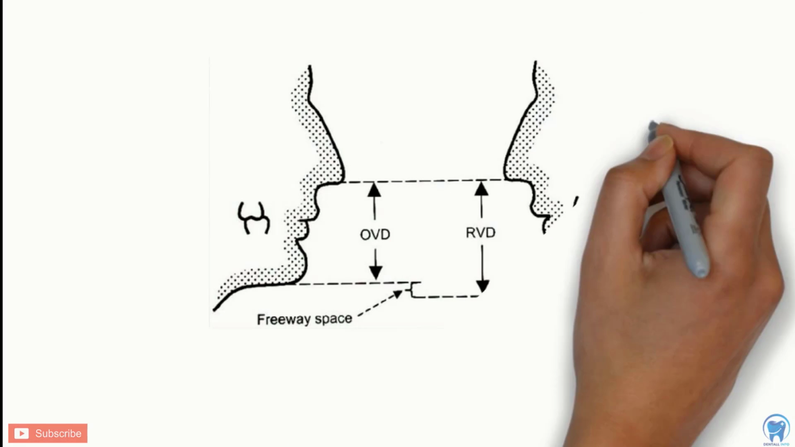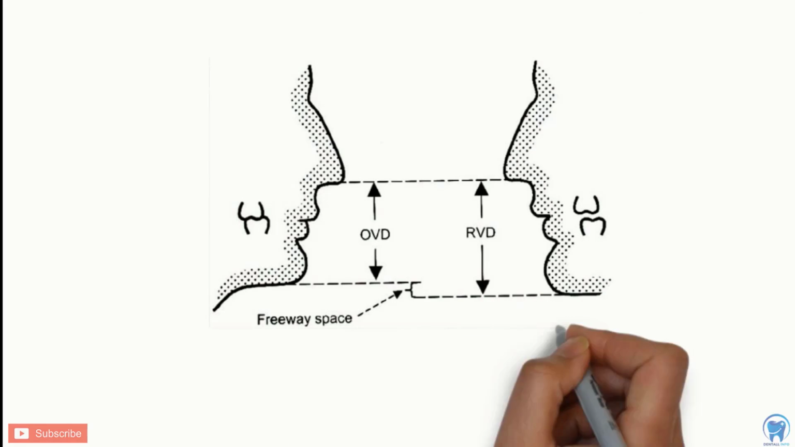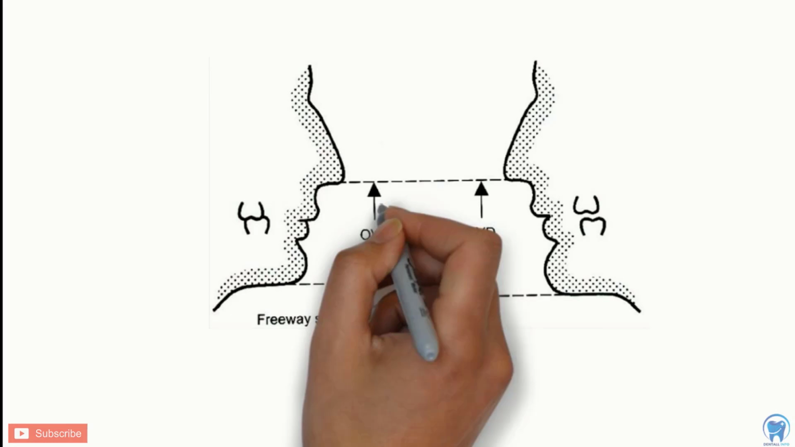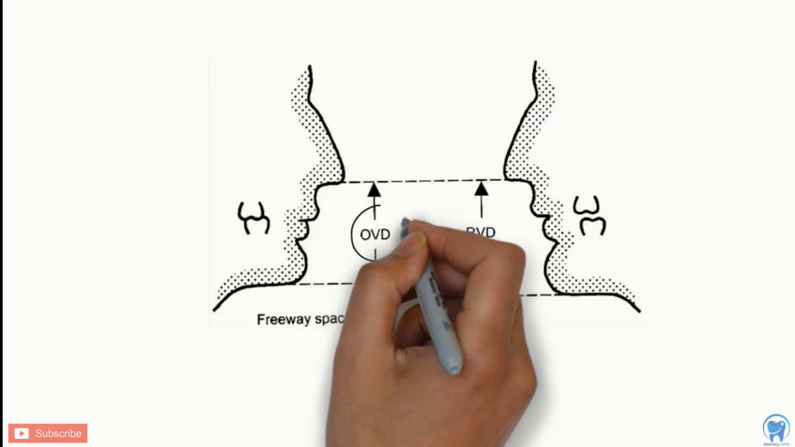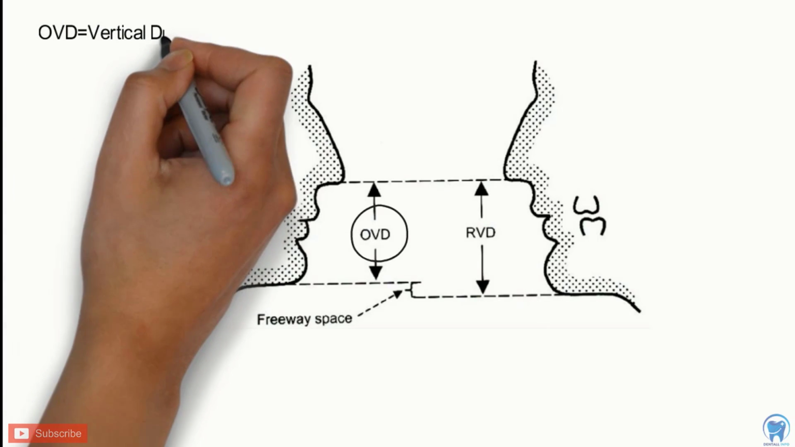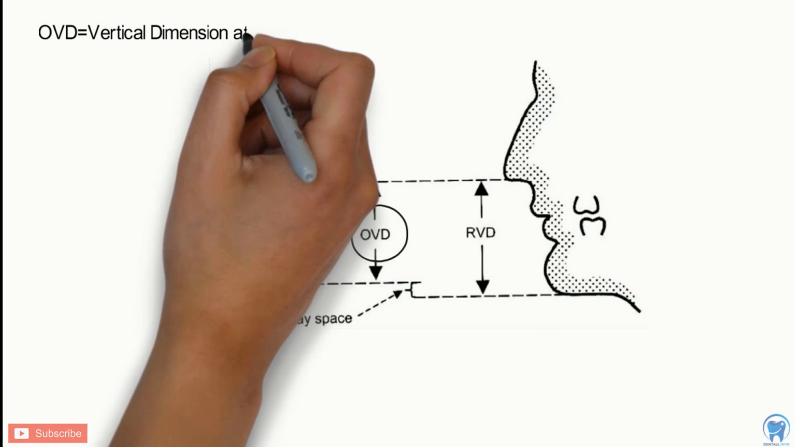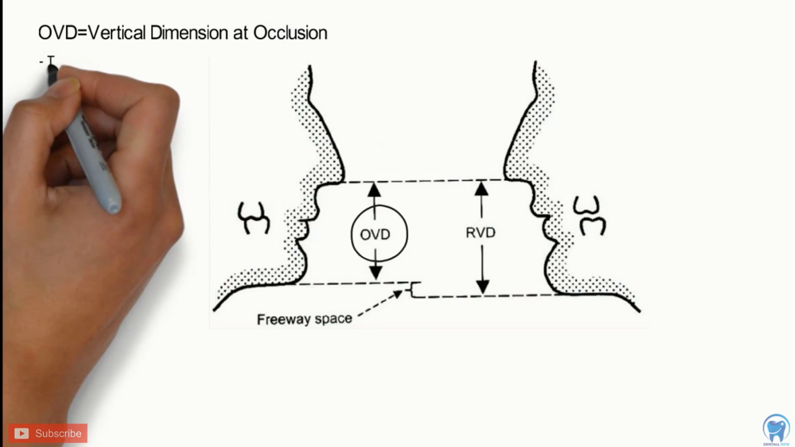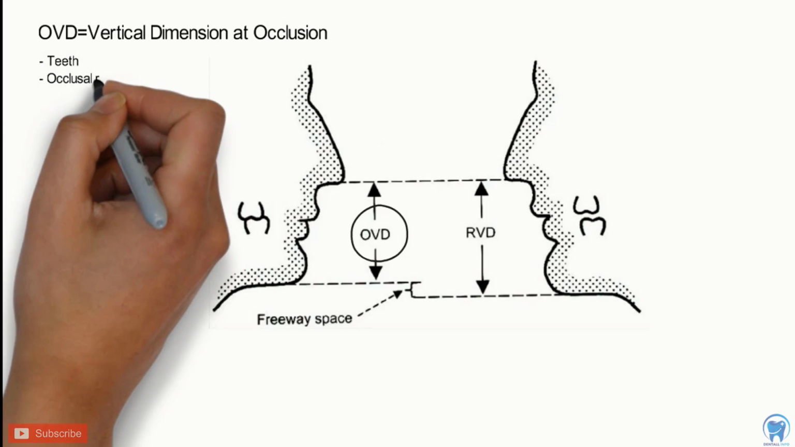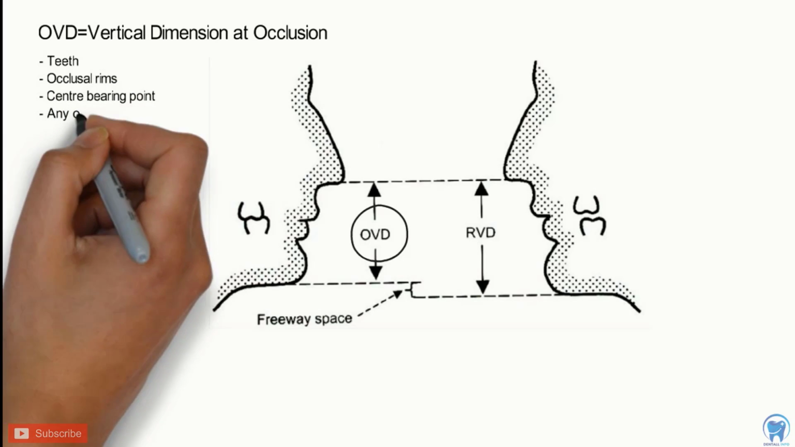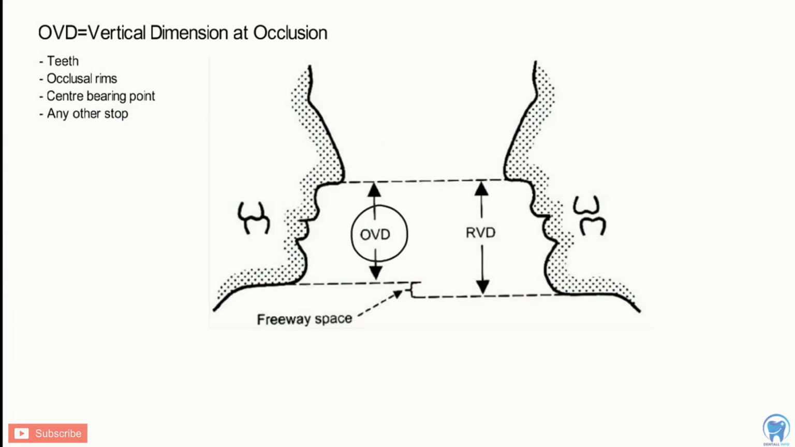First is the vertical dimension at rest, and second is vertical dimension of occlusion. This diagram will help us understand what is vertical dimension at rest and what is vertical dimension of occlusion. Here in this diagram, OVD is the vertical dimension of occlusion. Vertical dimension of occlusion is the length of the face when the teeth are in contact in maximal intercuspal position. The stop can be in the form of teeth or occlusal rims or center bearing point or any other stop.